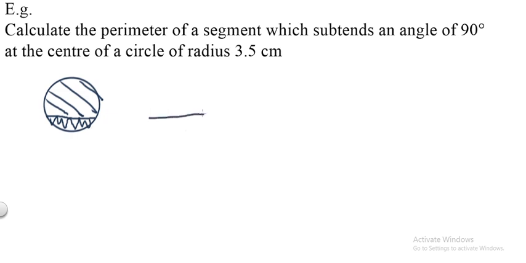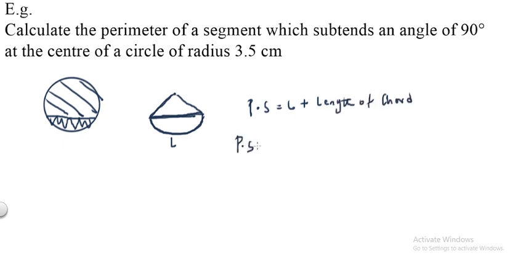The segment looks like this, and there is a center. Let's say the center is around here. There's a radius. This is the segment, mind you. So what we care about is this length. We care about the length of the chord here. We also care about the length of the arc. So this is L already. So we know that the perimeter of a segment is equal to L plus the length of the chord.